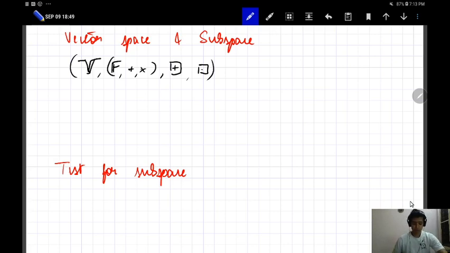So if we have two vector spaces V1 and V2, and they're both defined over the same field, say F, and if V1 is a subset of V2, then we say that V1 is a vector subspace of V2, or V1 is simply a subspace of V2.